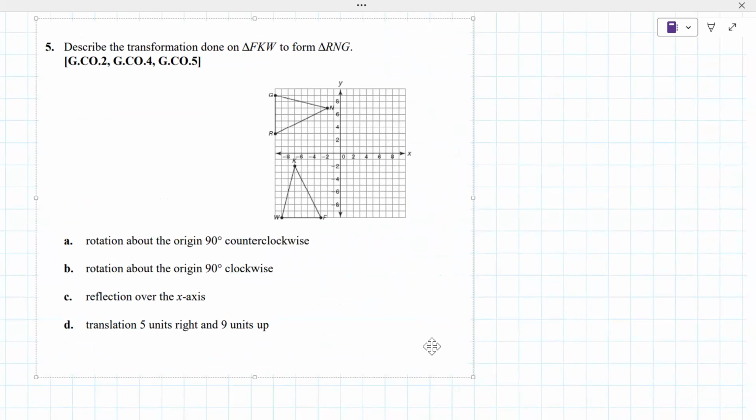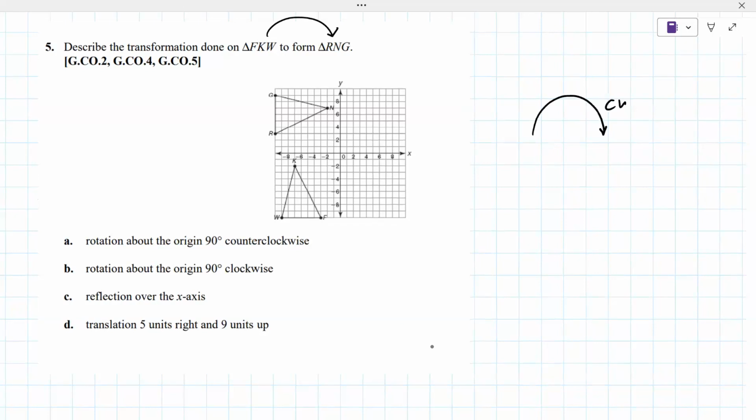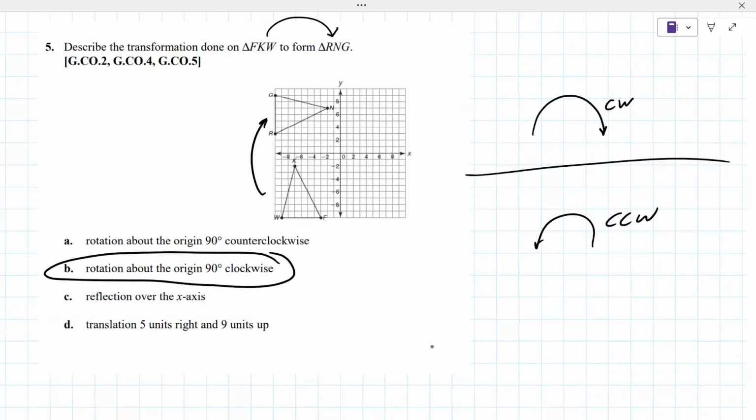The original is F, K, W. That's the one in the lower left. Oh, it rotates clockwise 90. It's B. Wait, which one's the starting point? From F to, okay, then yeah, it rotates counterclockwise. No, clockwise. I meant B. Yeah, that's clockwise. I'm just putting this in here in case you look at the notes later. So you're going this direction, which is clockwise. It's easy to miss that.